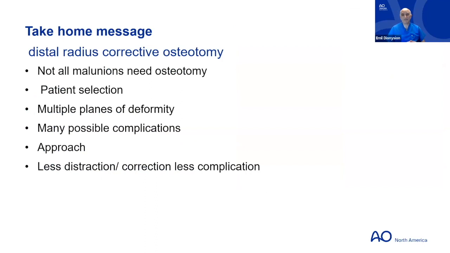So the take-home message from just this brief overview: not all malunions need osteotomy. Patient selection is important in this case. You have to think about multiple planes of deformity. Many complications are possible. Approach is important, and in general, with less distraction and less correction, you get fewer complications.